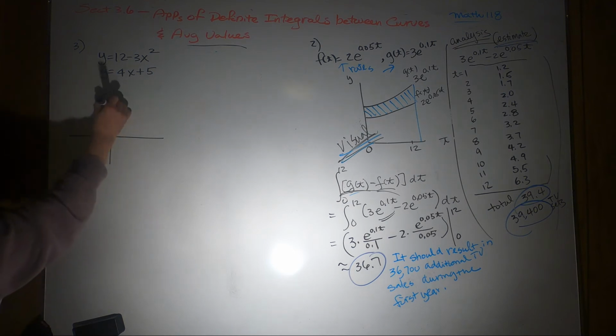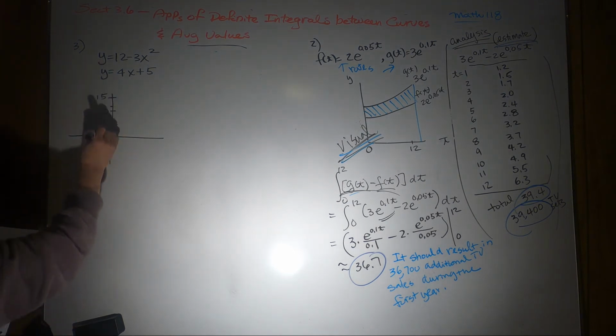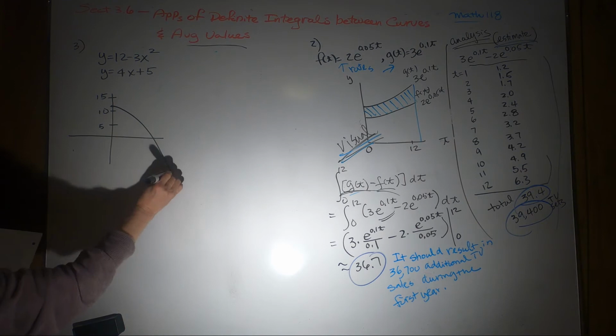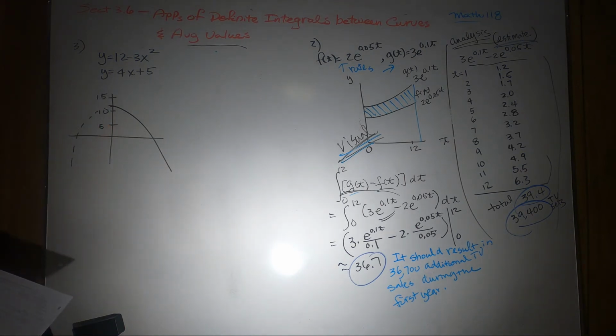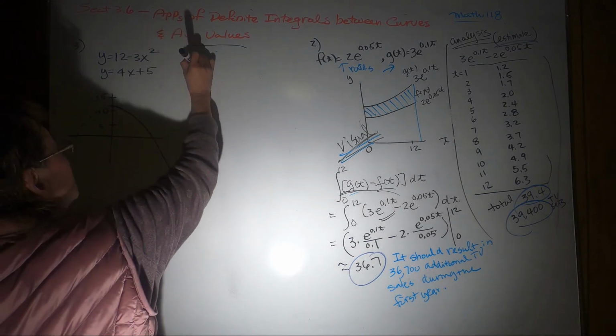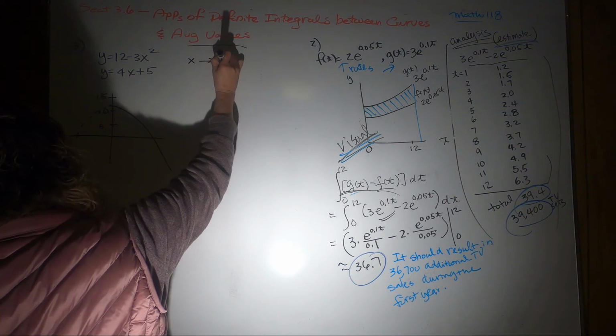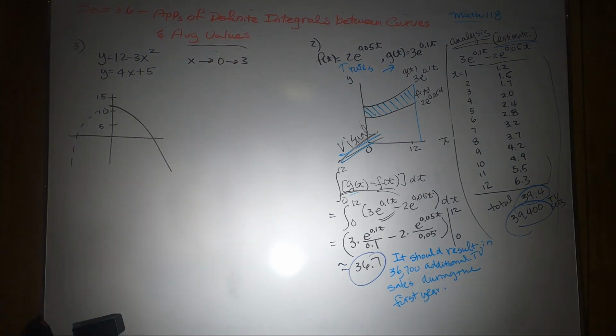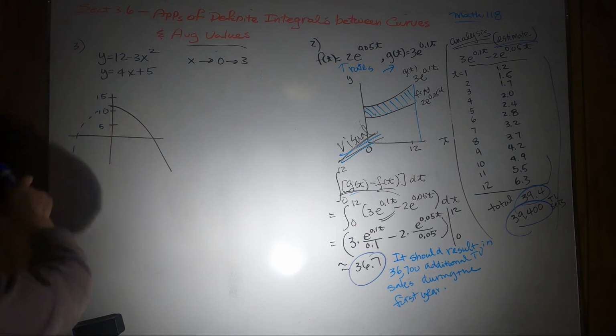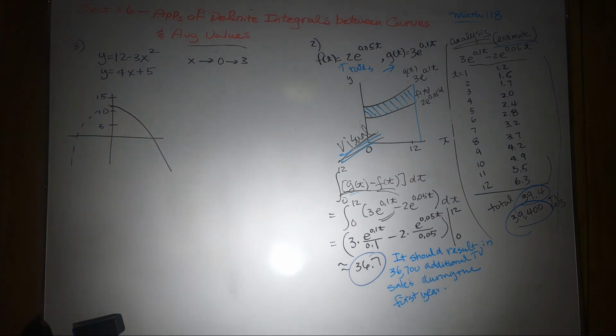X is 0, y is what? 12. Okay, so it will look like this. So it opens down. All right, then we want to find out the area for x is what? From 0 to 3. Okay, then for the line, this one has a positive slope, so it goes up from left to right.